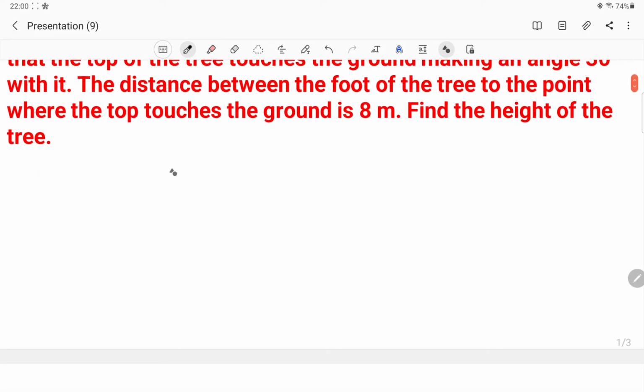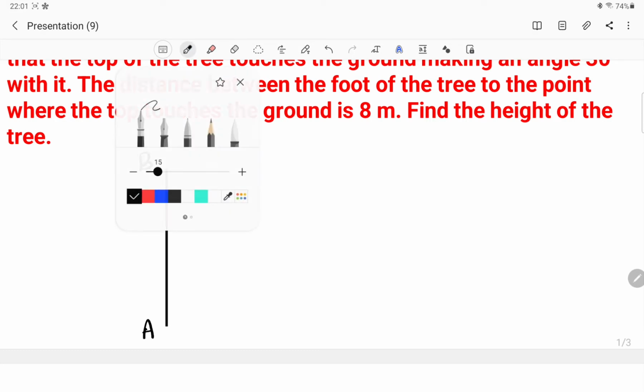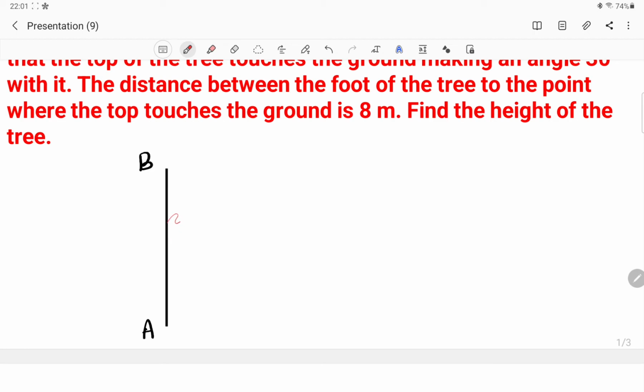Let us take this as a tree. This AB is the tree, so this is the height of the tree. Now let us assume the tree is getting broken at this point C. Whatever this CB part is, it is going to come down because it is broken, so CB will come down like this.